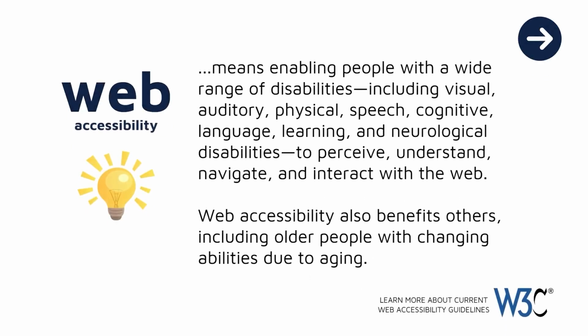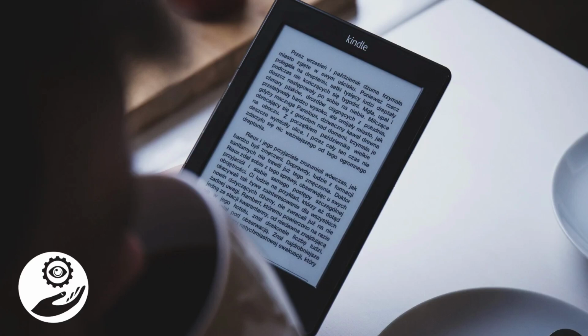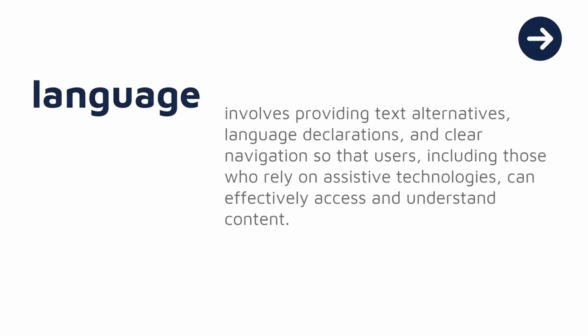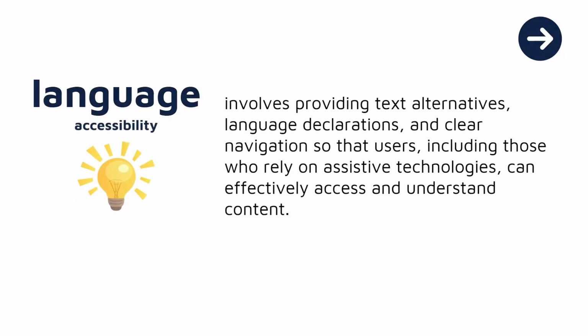Web accessibility ensures that individuals with a wide range of disabilities, including visual, auditory, physical, cognitive, and neurological challenges, can effectively interact with digital content. This also benefits older adults with changing abilities due to aging. A key component of web accessibility is language accessibility, which focuses on providing clear text alternatives, language declarations, and intuitive navigation to ensure content is accessible and understandable for all users, including those relying on assistive technologies.